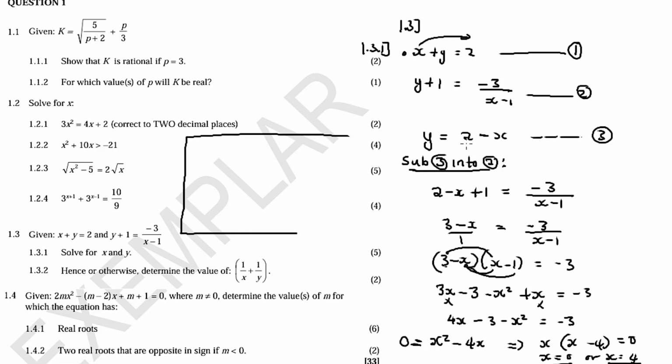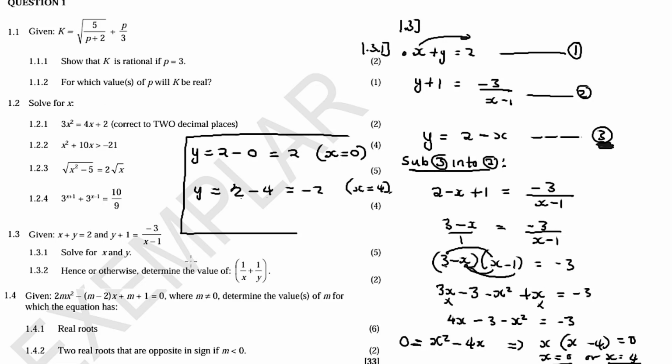Y we can substitute by using equation number 3. So y is equal to 2 minus 0, so y is 2 when x is equal to 0. Then for y, when x is equal to 4, we have 2 minus 4, which is minus 2.